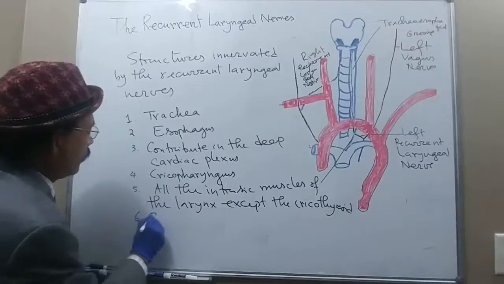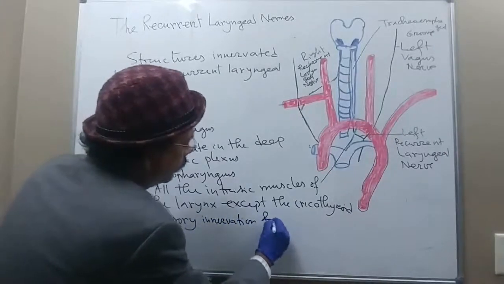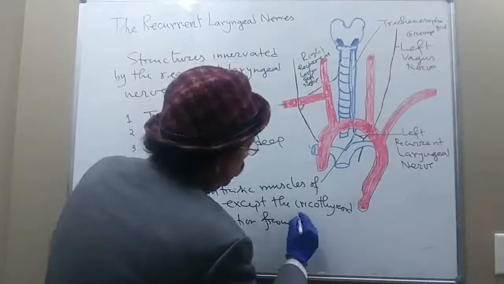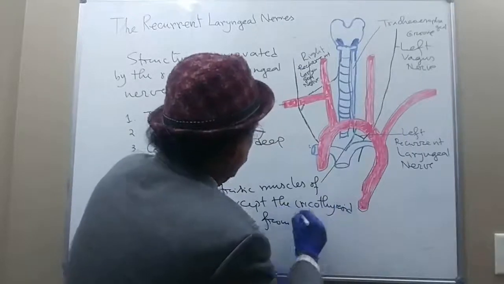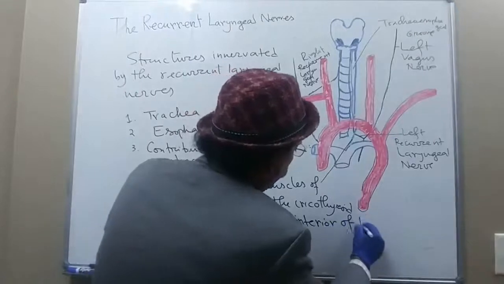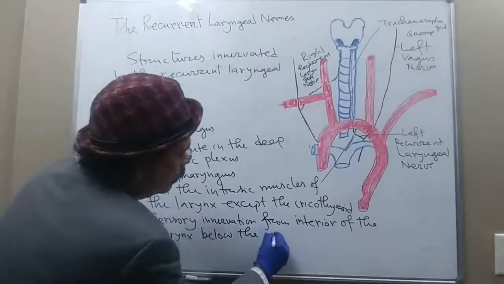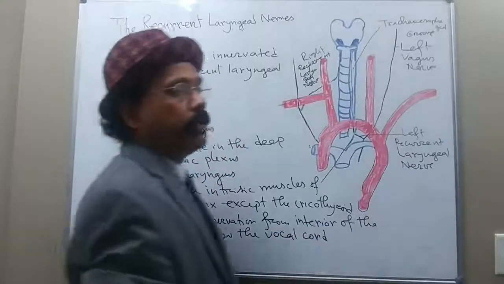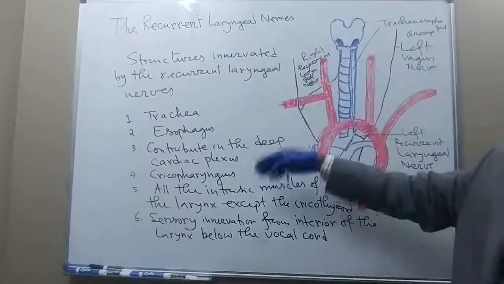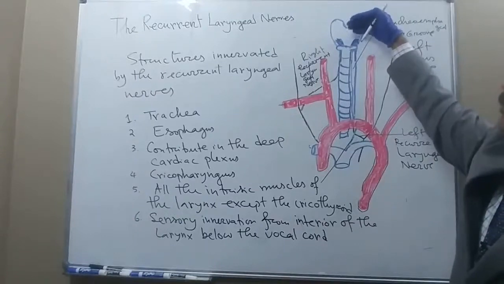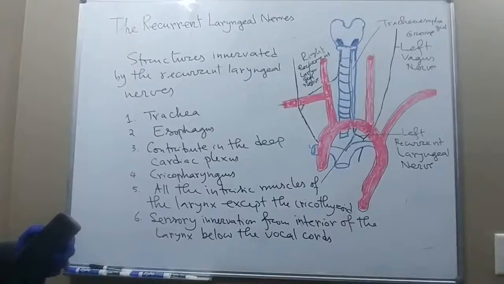How about sensory innervation? The recurrent laryngeal nerve picks up sensory innervation from the interior of the larynx below the vocal cord. Now who innervates the inside of the larynx above the vocal cord? That is the internal laryngeal nerve. The recurrent laryngeal nerve innervates the part of the larynx below the vocal cords. We got the structures innervated by the recurrent laryngeal nerve.